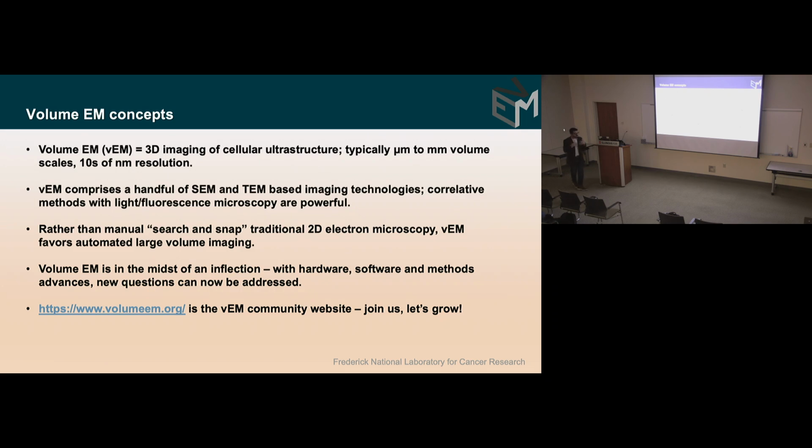The whole point philosophically that powers our lab is that traditionally electron microscopy has always been what we call search and snap mode, right? You're at the microscope, you're looking through the oculars, you go around, and you find something of interest, and you take a beautiful image, and there's your figure 1A. But volume electron microscopy, the way we want to do it, is to automate large volume imaging. We don't want to be at the microscope when it's collecting data. And the magic really is before and after the imaging.